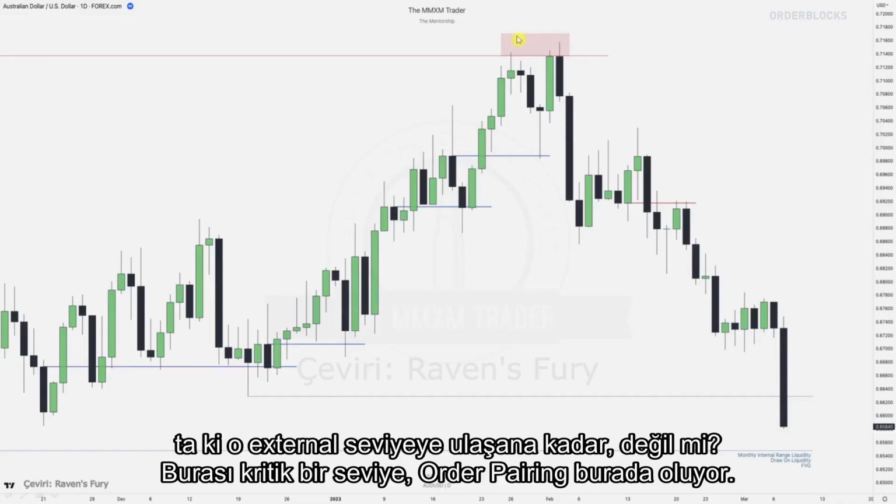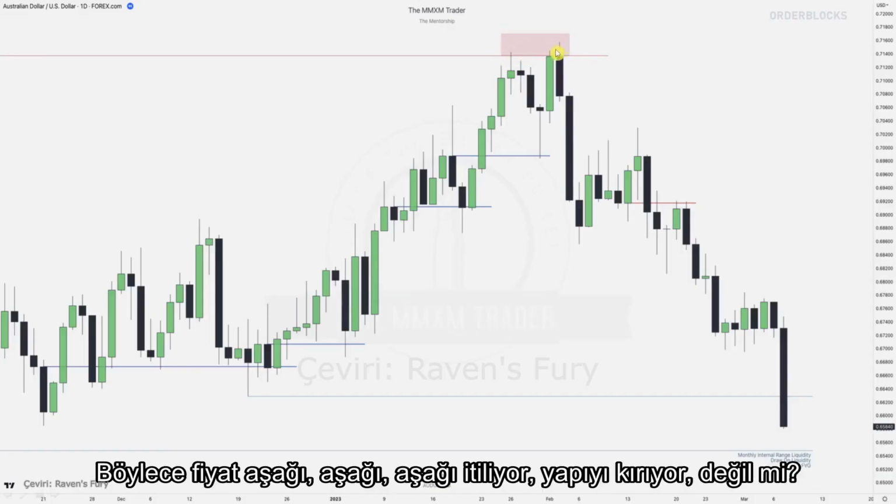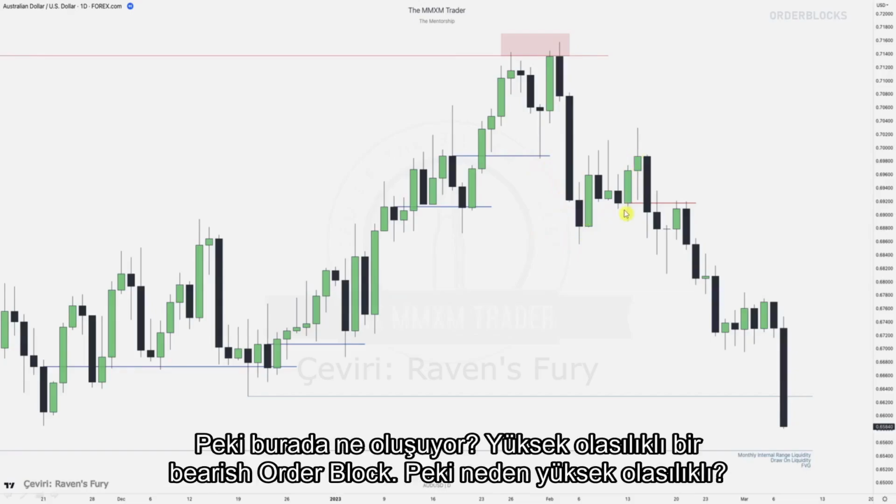This is a key level. Order pairing happens over here, right? Buy stops have been liquidated and smart money can accumulate their sell orders over here. So price pushes down, down, down, breaking structure, right? And what does it form over here? We have a high probability bearish order block.